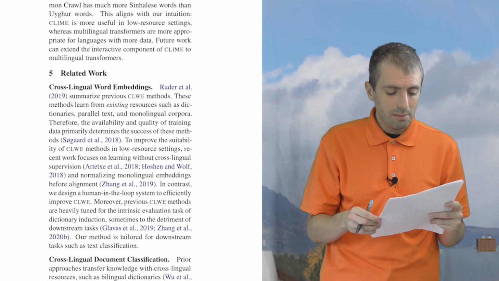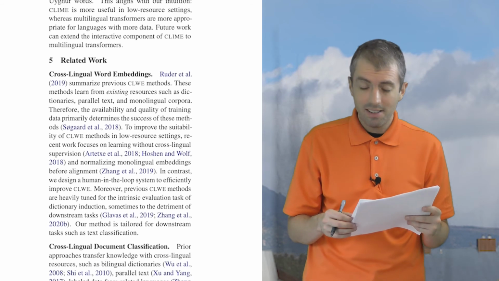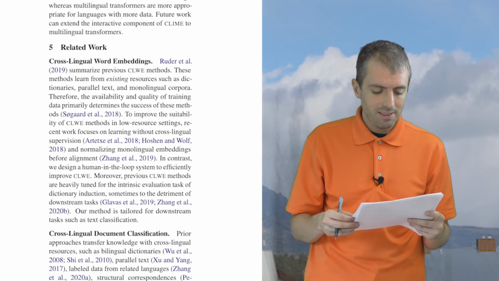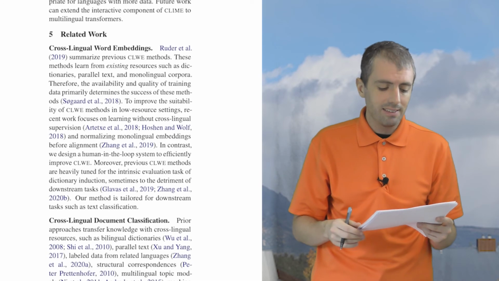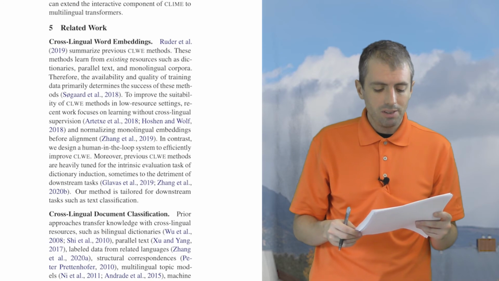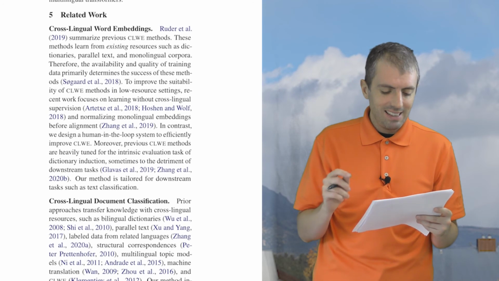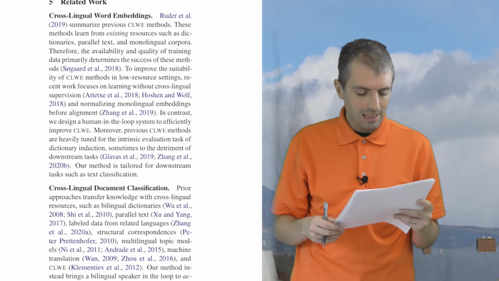For Sinhalese, XMLR achieves 69.3 accuracy, which is higher than A+C. Common Crawl has much more Sinhalese words than Uyghur words. This aligns with our intuition. CLIMB is more useful in low-resource settings, while multilingual transformers are more appropriate for languages with more data. Further work can extend the interactive component of CLIMB to multilingual transformers.